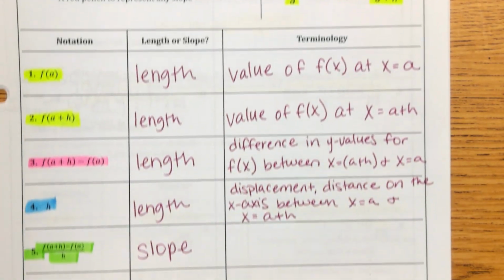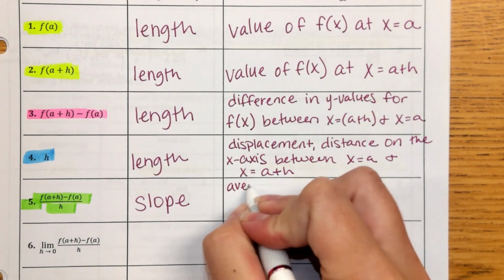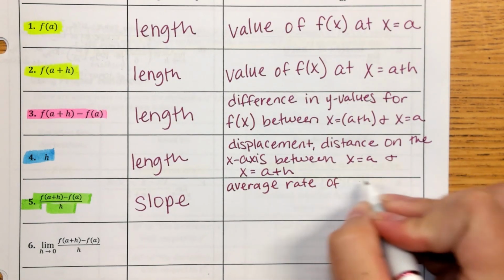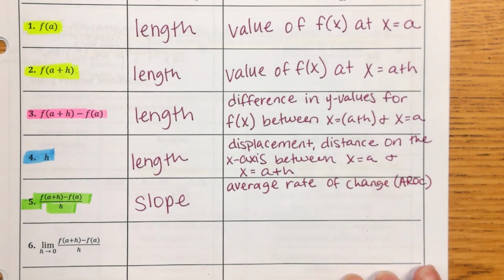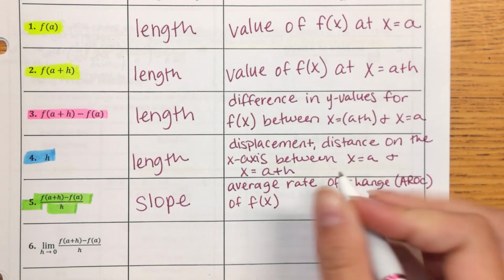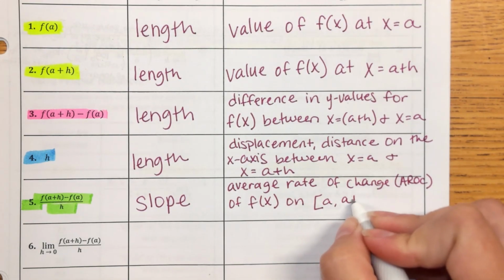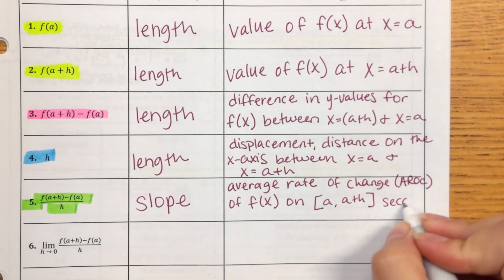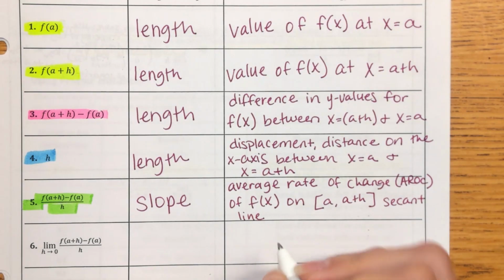Okay. So number 5, to put this in terminology, this is our average rate of change, or AROC for short, of our f of x on the secant line of a plus h, meaning in between those two values.